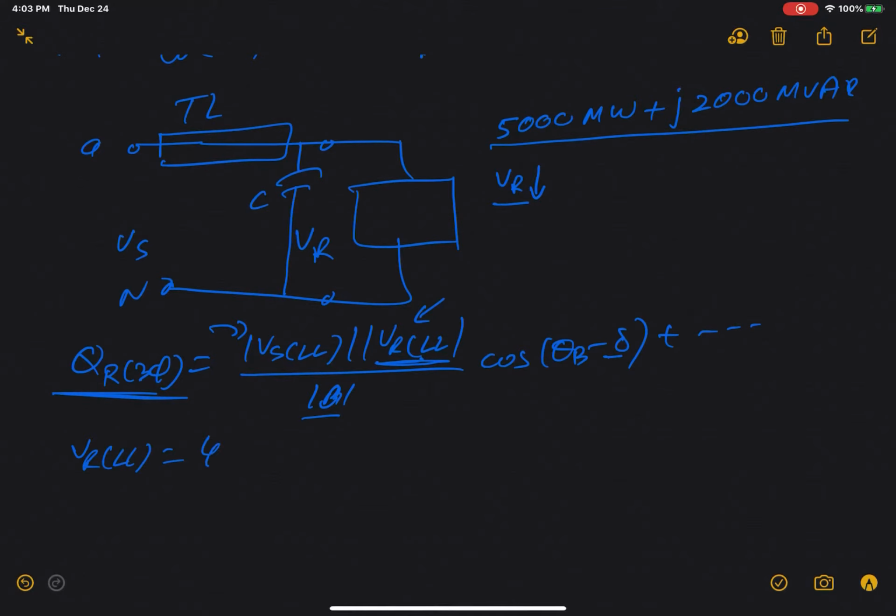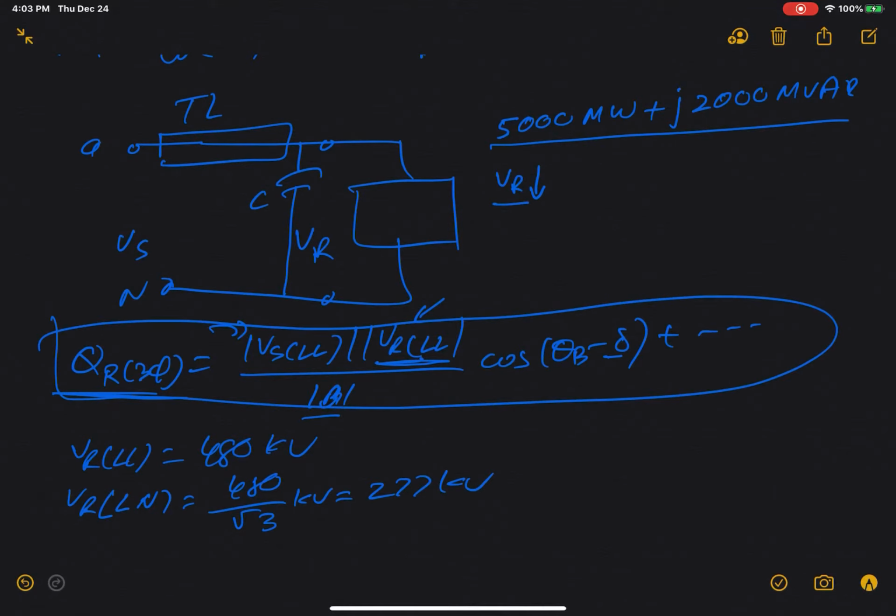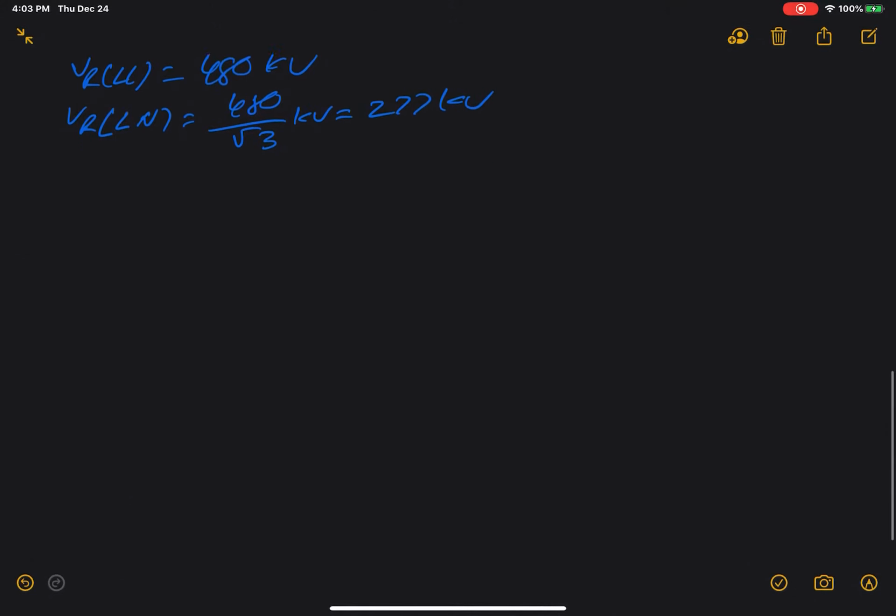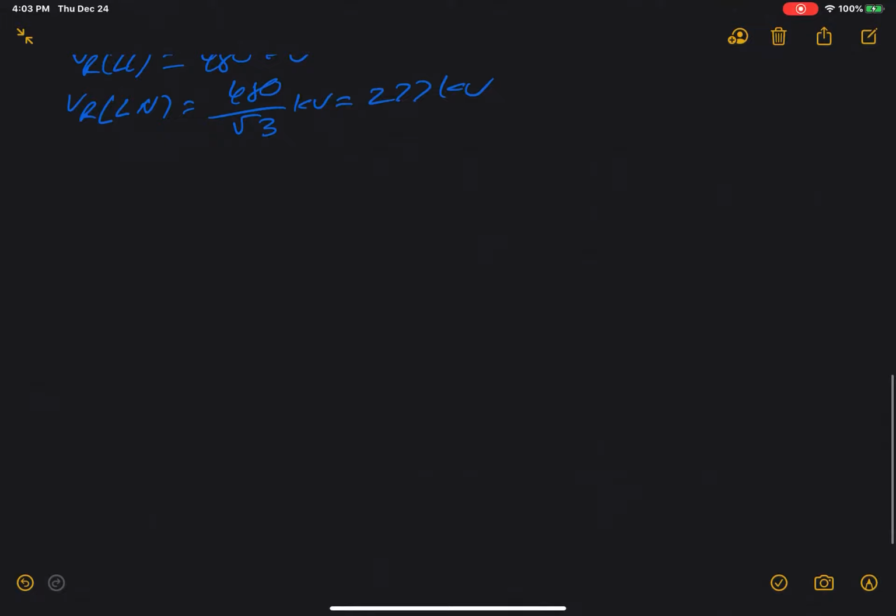For example, I want to support the voltage VR line to line at 480 kilovolts. If it is line to neutral now, it would be 480 over square root of 3 kV. That will give you 277 kV, right? So that's my line to neutral voltage, what I want at the end. Doing the calculation, QR three phase now comes down to 100 megawatt. This is not an exact calculation, I just took the value.